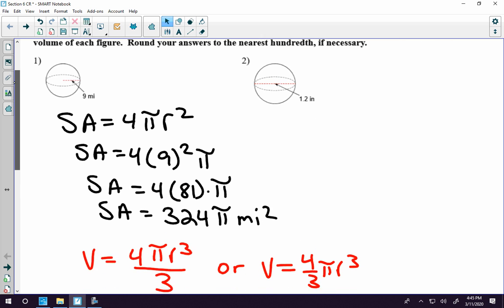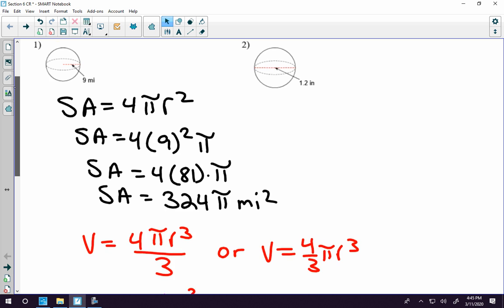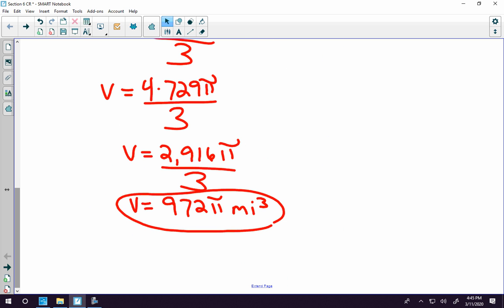If you'd like to do number 2, you can. Just another example. In number 2, the diameter of the sphere is 1.2, so you take half of that, which would be 0.6. So you'd be using 0.6 as the radius there. Pretty straightforward in terms of surface area and volume of a sphere.